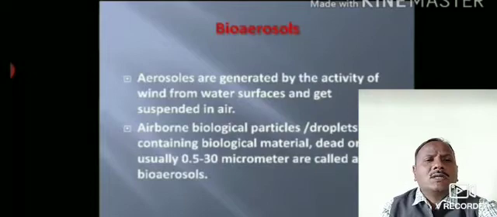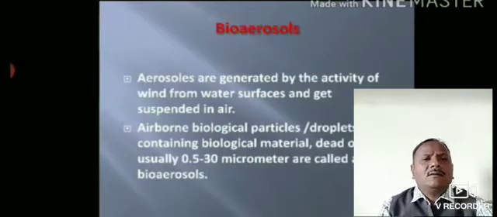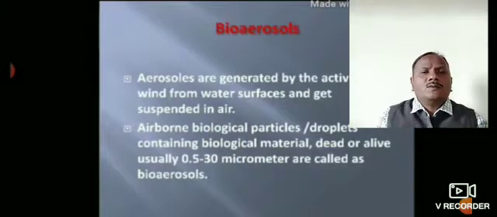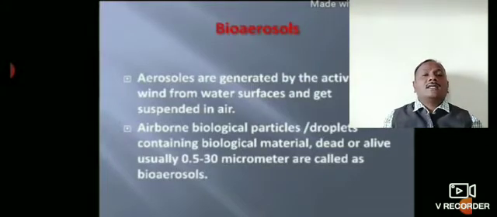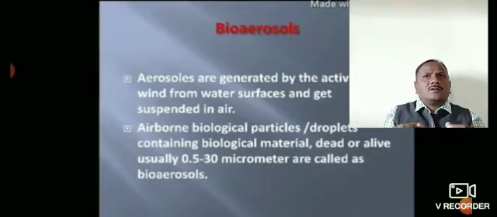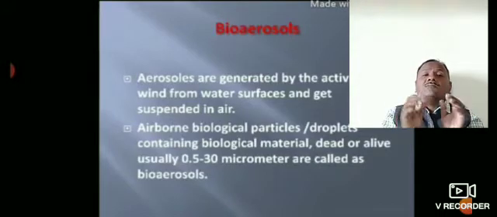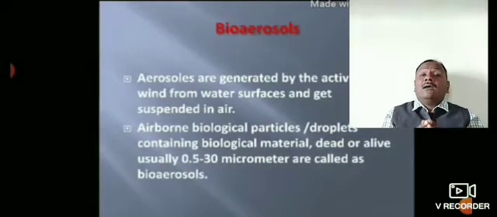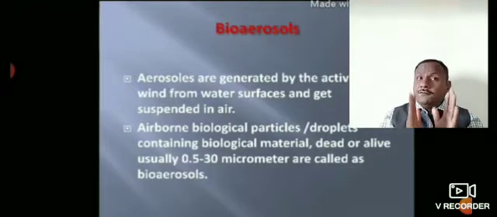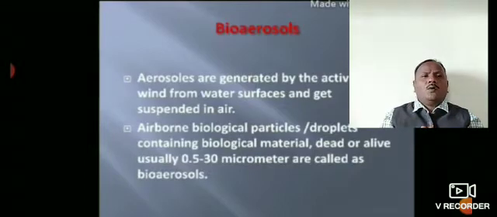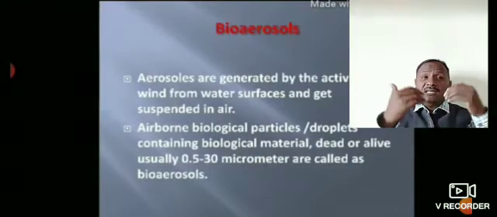Airborne biological particles, droplets containing biological materials, dead or alive, usually 0.5 to 30 micrometer, are called bioaerosols. Bioaerosols means these are the droplets released from the waters, released from biological materials, and released from dead or alive organisms, and the size is between 0.5 to 30 micrometer. That we can say are bioaerosols. So this is all about the different sources of microorganisms mixed into the air.